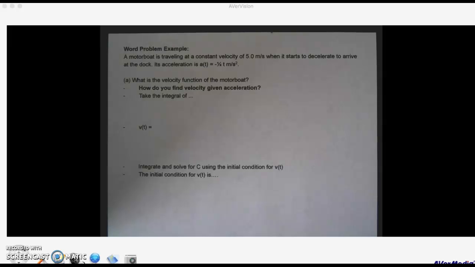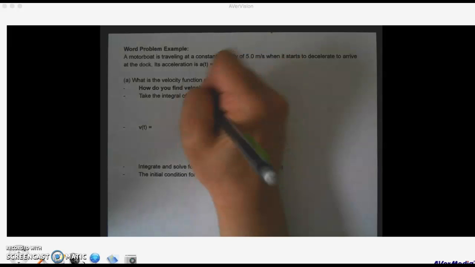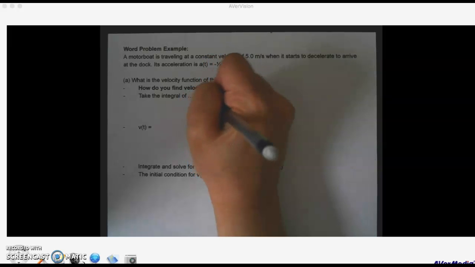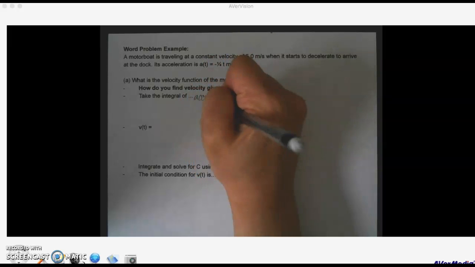So we want to find out what the velocity function is, and how we're going to find it in order to find our position function. Our first question is, how do you find velocity given acceleration? Remember, velocity is like your first derivative and acceleration is like your second derivative. In the previous example, to find the first derivative, we had to take the integral of the second derivative. So we're going to take the integral of acceleration to find our velocity.